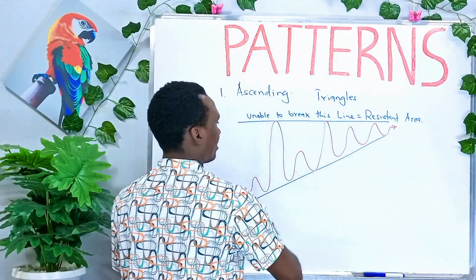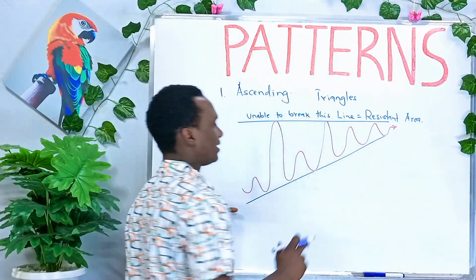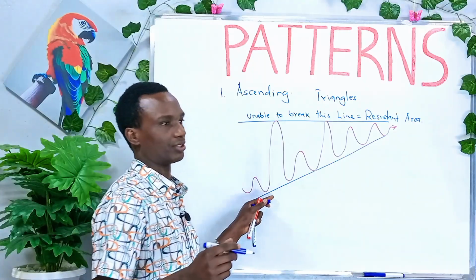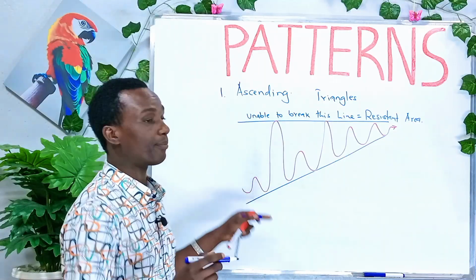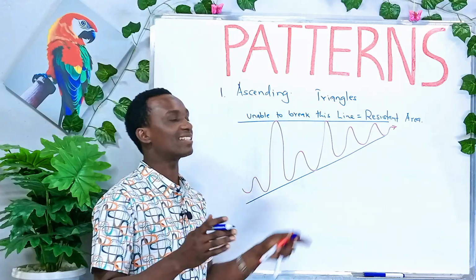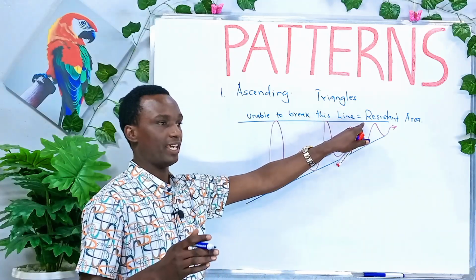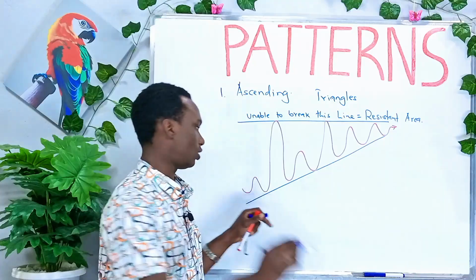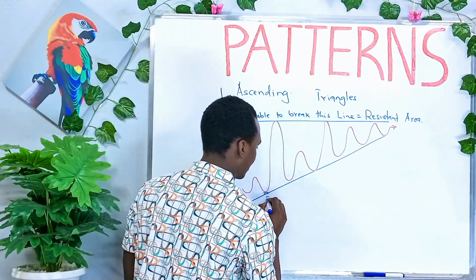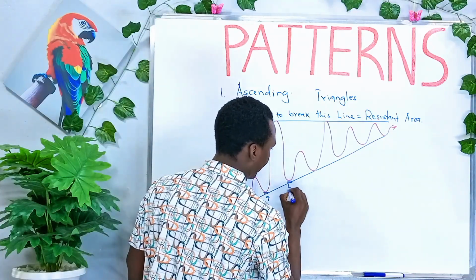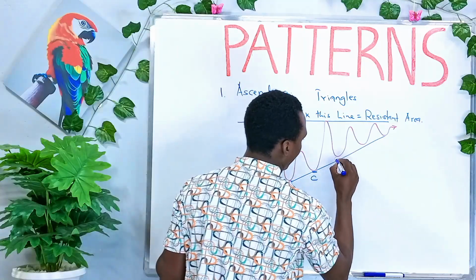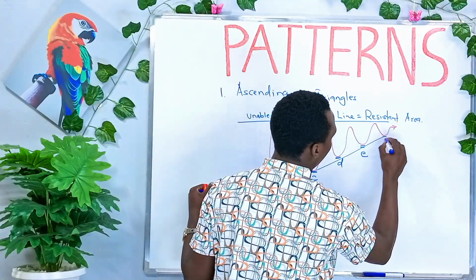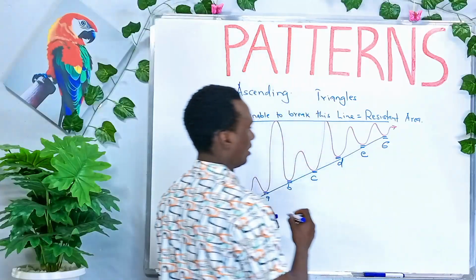Okay, while this slope is identified by higher lows. This type of formation occurs when there is a resistance level here and a slope which has higher lows. So this is the first higher low, the second higher low, the third higher low, the fourth higher low, the fifth higher low, and the sixth higher low.